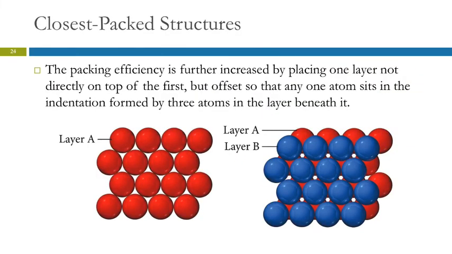Okay, so that's the one layer. What are we going to do with the next layer? Well, the next layer, layer B, instead of trying to put the atoms directly on top of each other, which would be less efficient, we're going to let layer B be offset as well, so that the blue balls here are sitting in the little dimples created between the red balls. Does that make sense? And so we've got layer A and layer B. And then we have to ask, well, what are we going to do with the next layer?